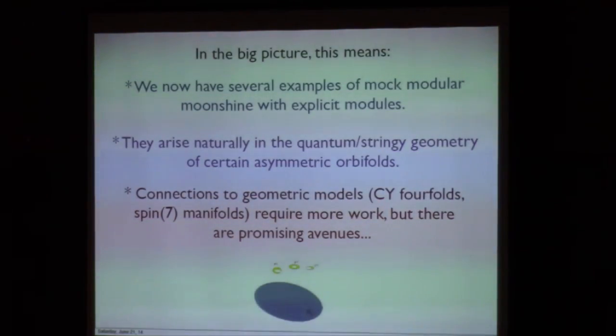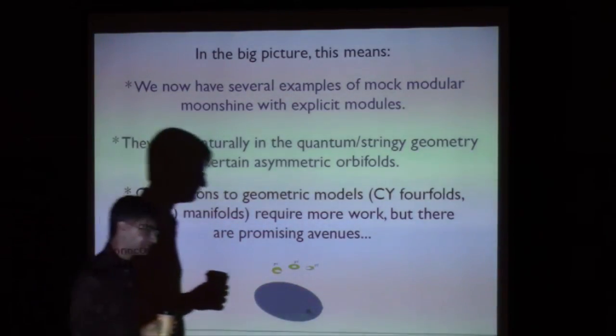Okay. Here's my last slide. What is the big picture? We have several examples of mock modular Moonshine with explicit modules. They all arise naturally in the quantum or stringy geometry of certain asymmetric orbifolds. I think there will be connections to geometric models, fourfolds or Spin(7) manifolds. They require more work, but I think there's a reason that certain things appear universally in the elliptic genera of fourfolds that also appear here. And there are various promising avenues that we're exploring. Thank you, and I apologize for the speed of the talk.